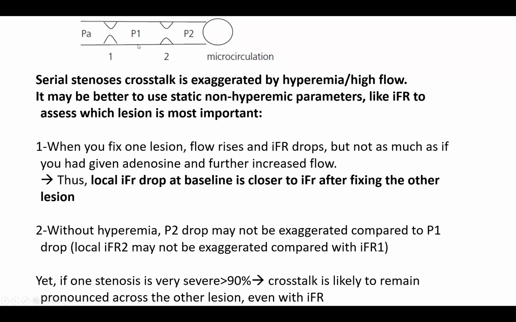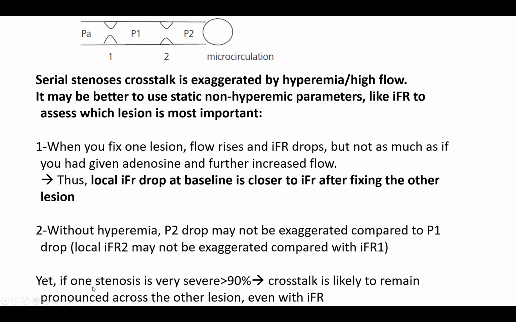Another idea is that hyperemia affects the microcirculation here, and it's affecting P2, not affecting much of P1. So without hyperemia, which dramatically affects P2 more than P1, the P2 drop may not be exaggerated compared to the P1 drop. And therefore, the local IFR2 may not be exaggerated compared to IFR1. So there is less crosstalk and less effect of the distal lesion on the proximal lesion.